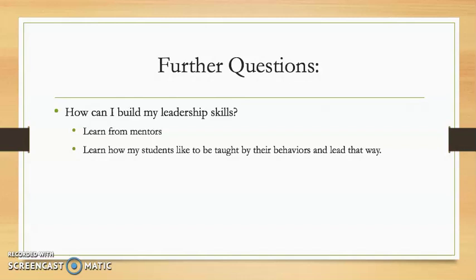Students do put out their behaviors, and you can tell by how you're teaching and leading a classroom if they're actually engaged in the lesson or if they're kind of nodding off or they're getting bored. So I think to build my leadership skills, I will have to kind of just put myself through trial and error and find out what works best. So that is the end.